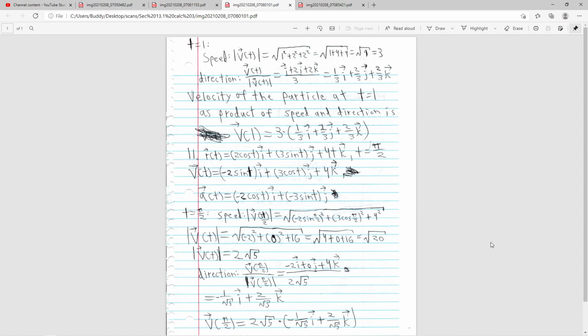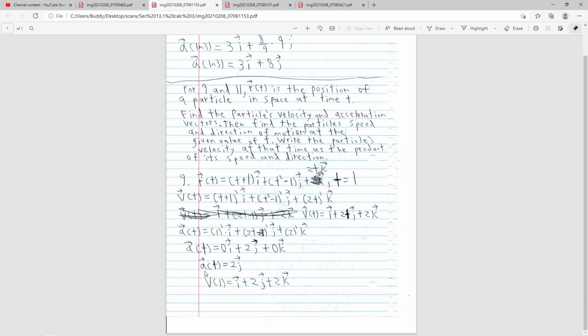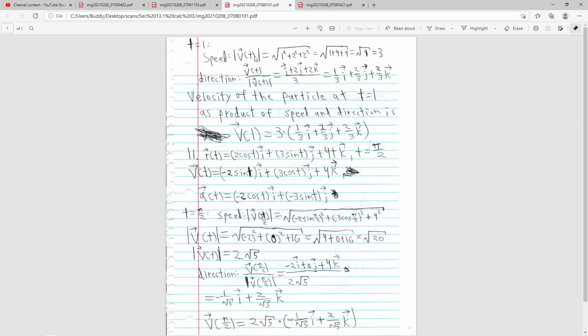Direction is similar to before. See, these first few sections all come into play. If you get the first part of this course down, this part right here will not be too bad. 1/3 i + 2/3 j + 2/3 k, because it's divided by the magnitude. This is direction, you have speed and direction. i + 2j + 2k comes from here. And the velocity of the particle at t = 1, as the product of speed and direction, is v(1) = 3 times this expression from here. The magnitude is speed here.